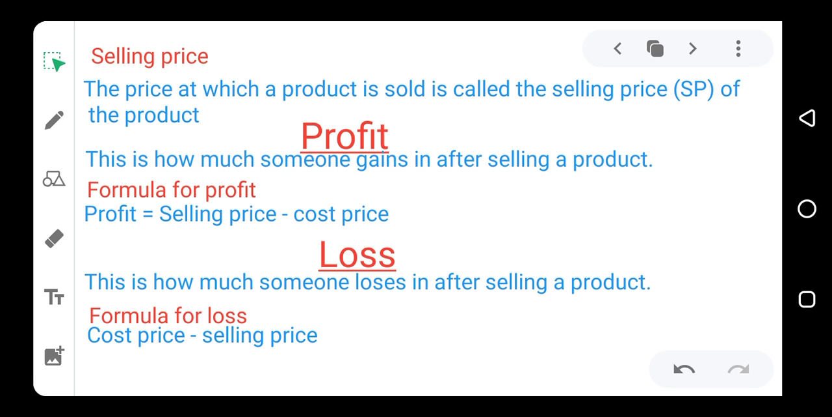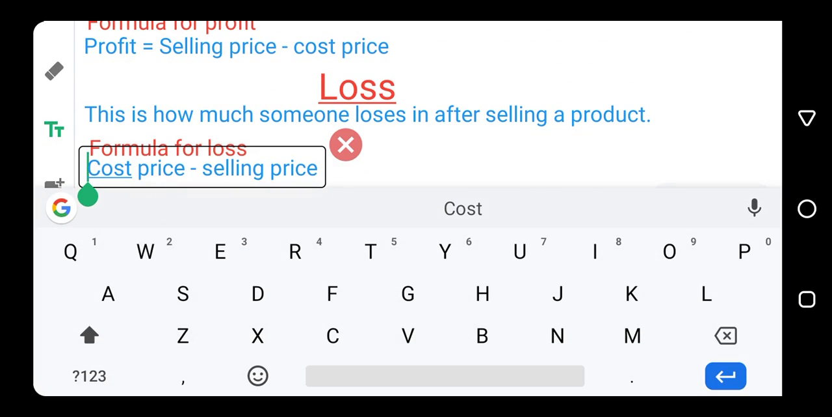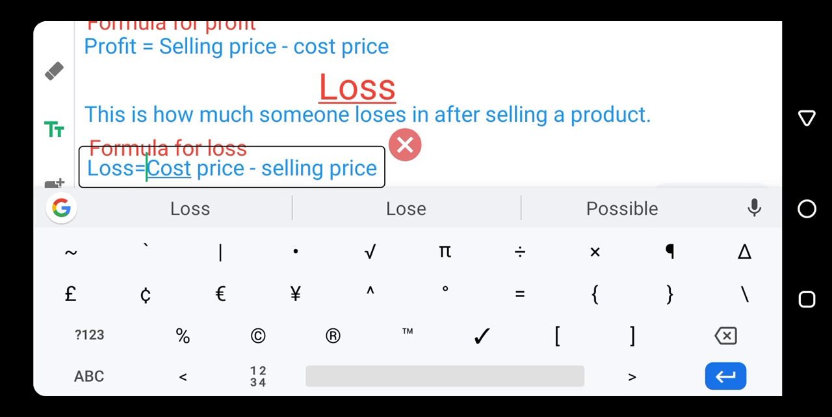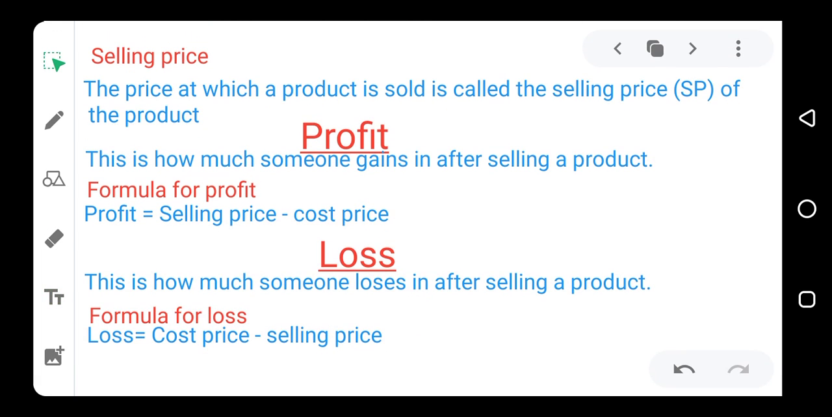Now the formula for calculating loss is equal to cost price minus selling price. The cost price minus the selling price gives your loss. Your loss is equal to cost price minus your selling price.